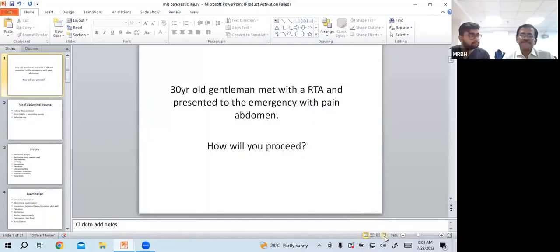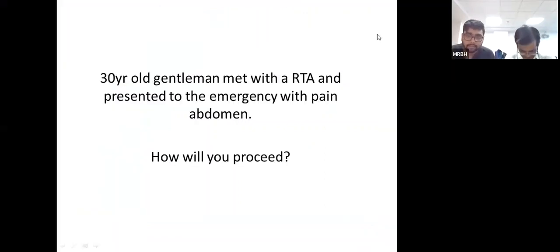Okay, Amartya, read this. Yes, sir. Good morning, sir, first of all, and good morning to everyone present here. So, a 30-year-old gentleman met with an RTA and presented to the emergency with pain abdomen. How will you proceed? Okay, so this is a case of rotary accident and you come to emergency and you are the emergency officer there. So how will you proceed? What should be the steps in managing this patient?